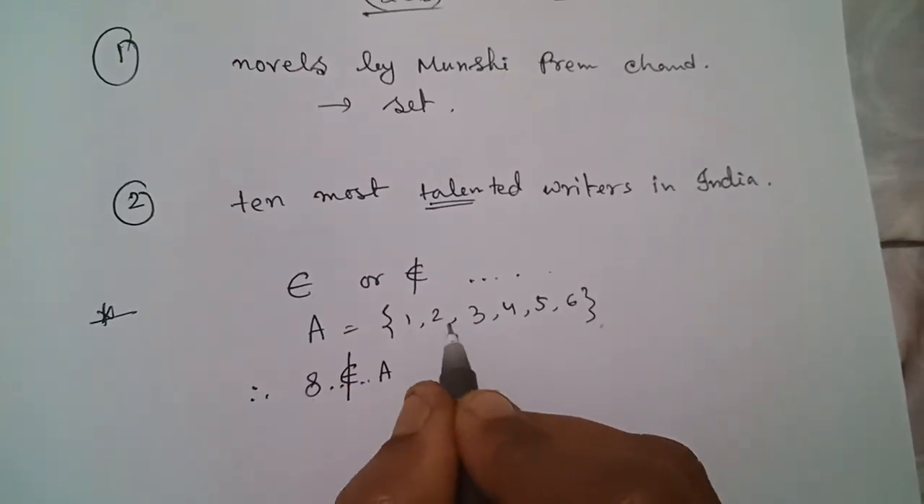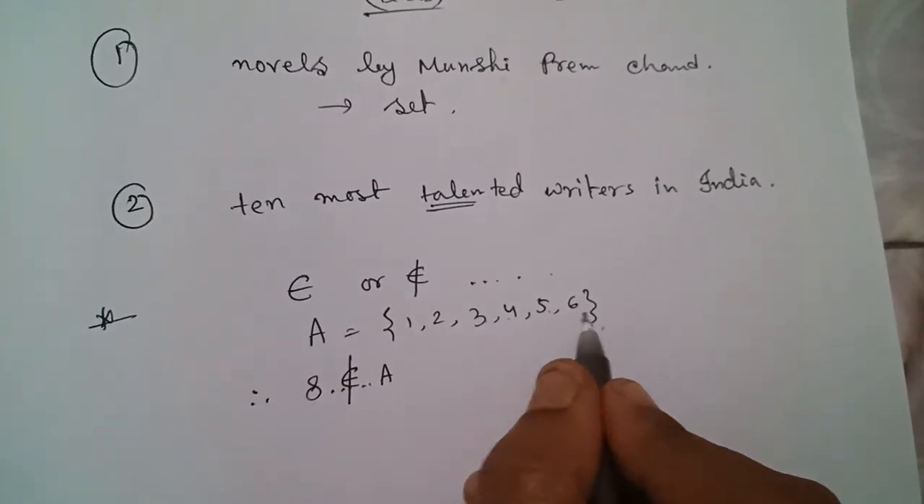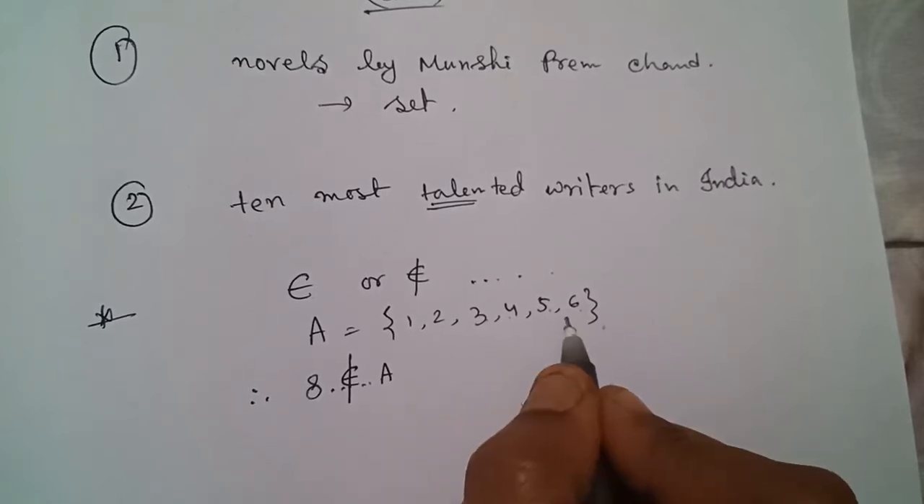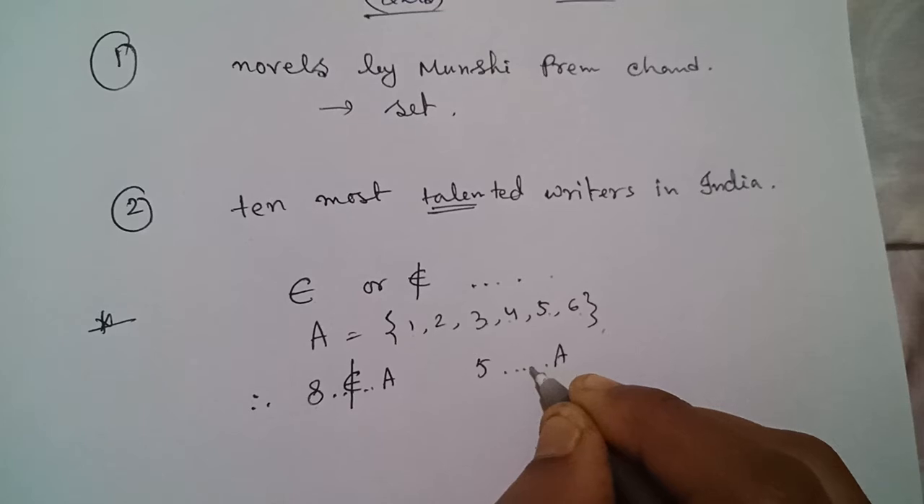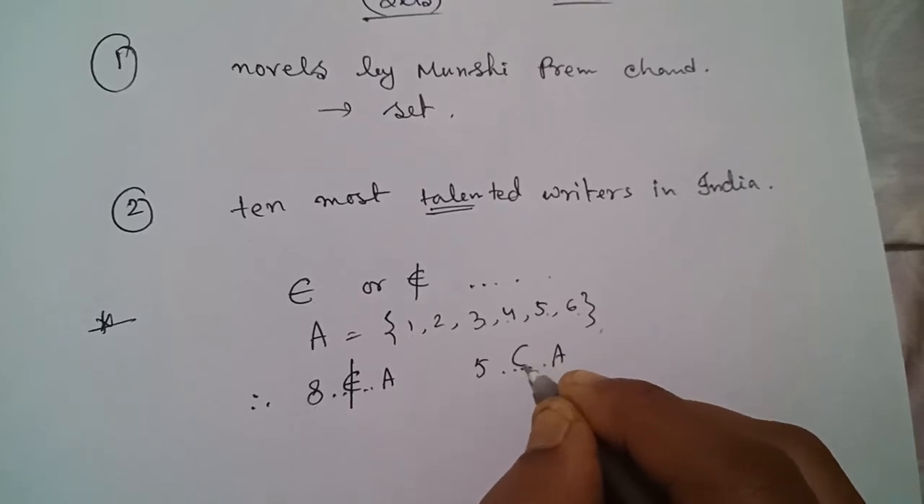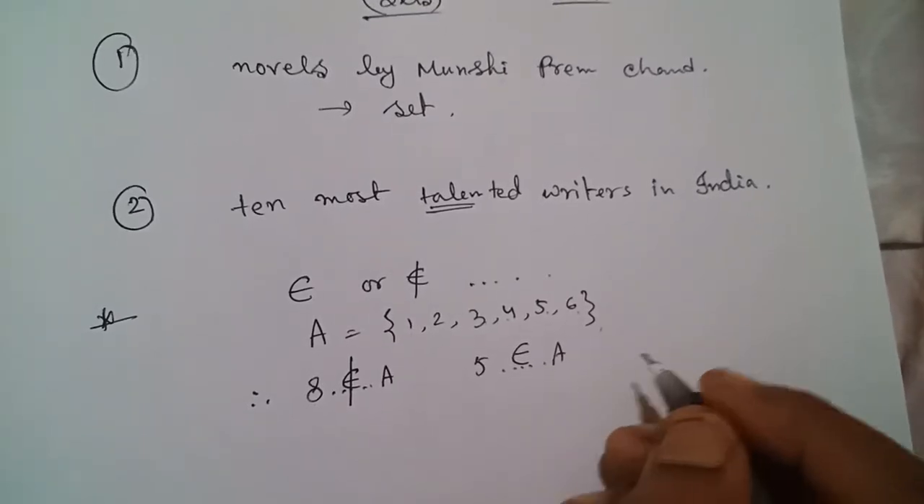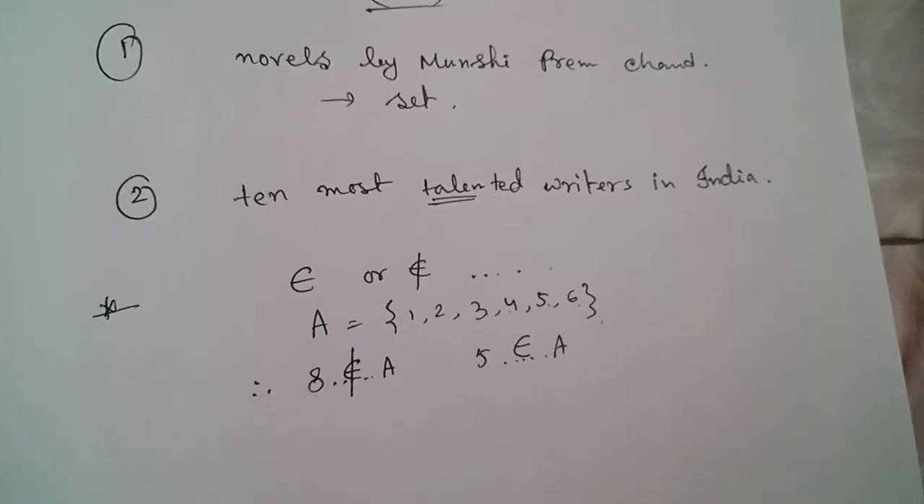Similarly, for 1, 2, 3, 4, 5, 6, any one of those, like 5, what will it be here in the blank? It will be belongs to A.